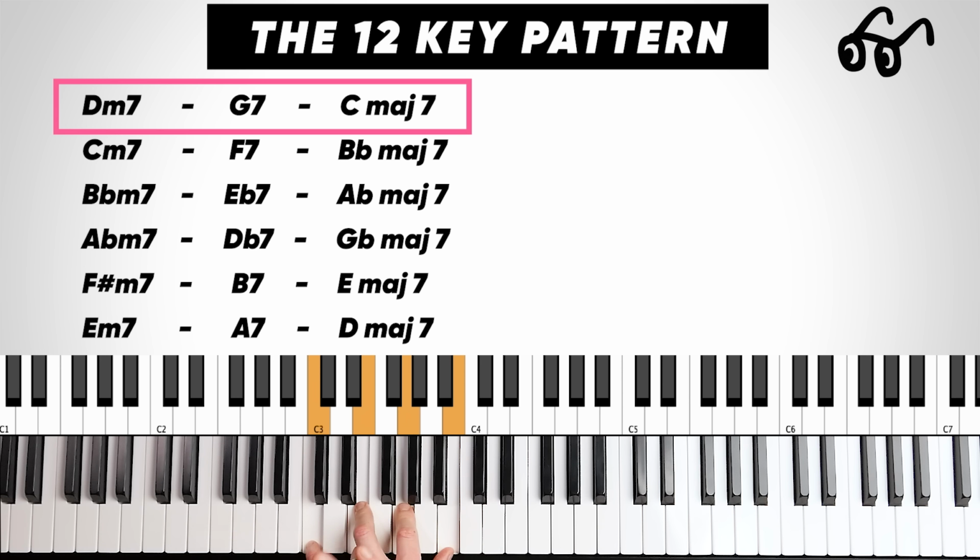However, that's only 6 of the keys, so once you get back to your starting key, count up a half step from C to C sharp and play a minor 7 chord, and this can be your new 2 chord, and this will take you through the 6 remaining keys.